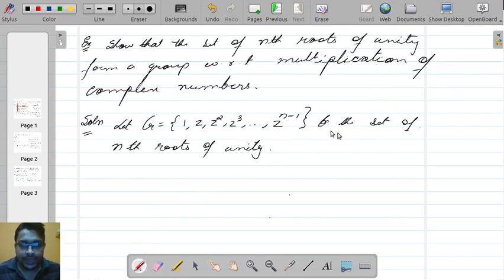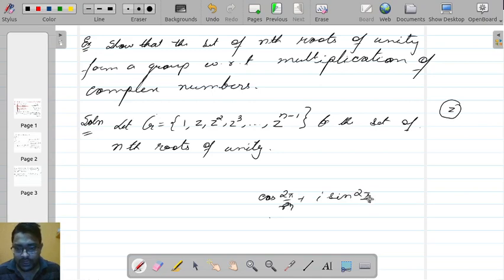So if I know one of the complex roots, then all other complex roots can be written as powers of this z. Z is one complex root, and all other complex roots can be written as powers of z. Say cos 2 pi by n plus i sin 2 pi by n is one complex root. The next complex root will be the square of this, which is cos 4 pi by n plus i sin 4 pi by n. Then the next complex root will be the cube of this, cos 6 pi by n plus i sin 6 pi by n.